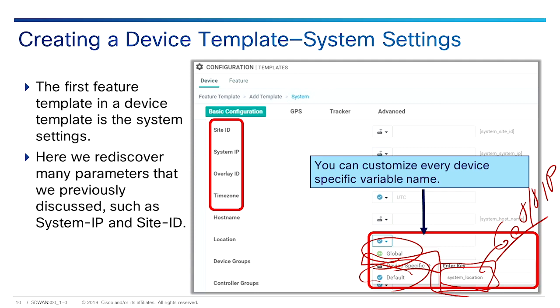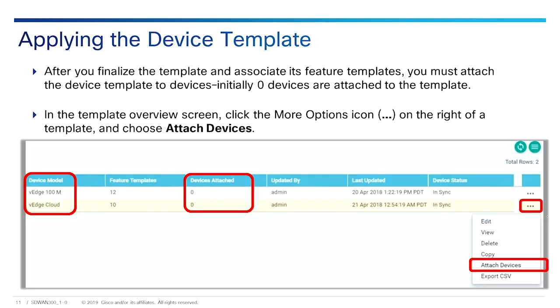Again, you're going to want to change the name to be more specific, such as the GIG is your IP address. Okay. So once we've created the template, we apply it to a device.